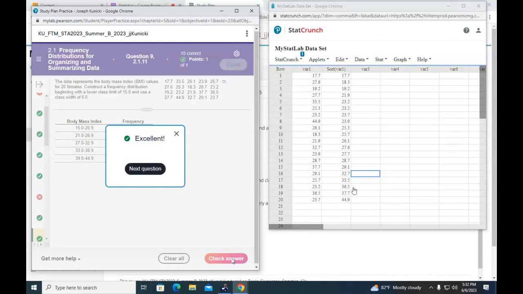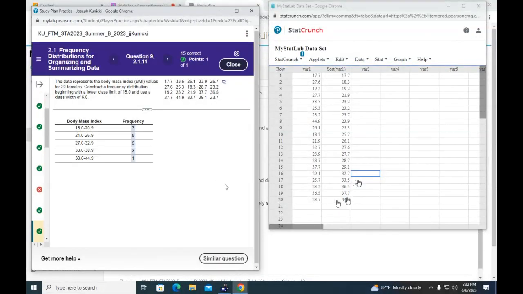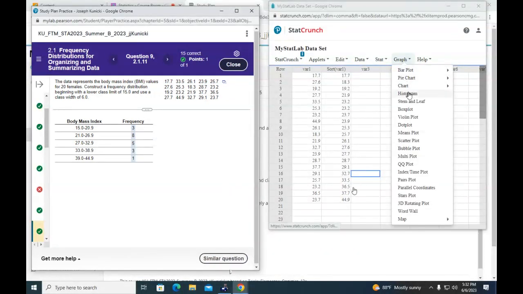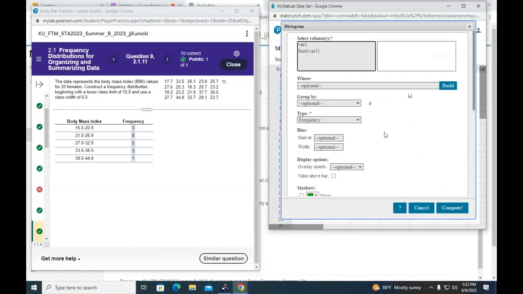Rather than hunting and pecking and scratching and crossing out, it's too much work. Okay, now here's another way, because we're going to be doing this later. See where it says graph? Histogram. Which column doesn't matter, they're both the same. I'll just take variable 1, and then I go down here where it says bins. Bins are the same as classes. This uses the word bins instead of classes. Where do you start? You start at 15. And what's your width? 6.